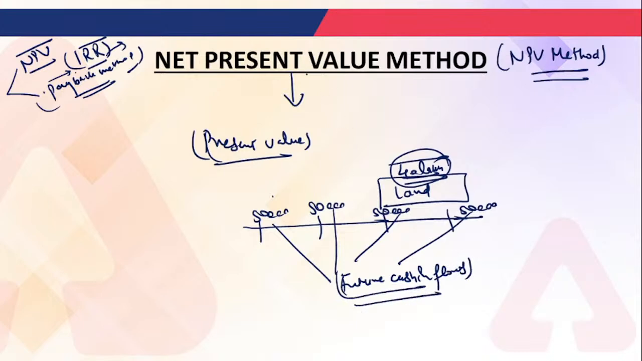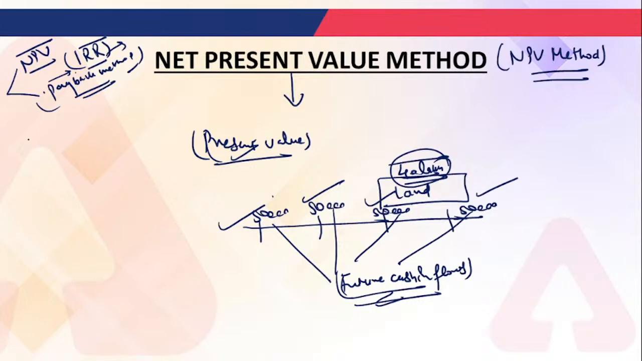In the net present value method, we calculate the present value of the future cash inflow. That means what we are going to receive in the future, we convert into present value, and compare the present value of the future cash inflow of the investment with the cash outlay, or cash outflow. That is your net present value method.